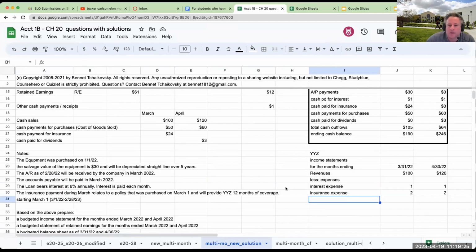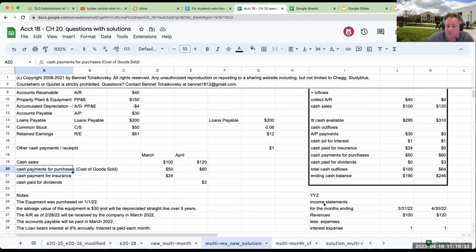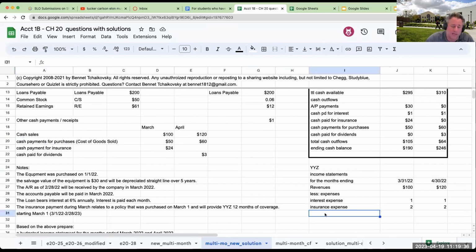Okay, so I've got over here cash payments for purchases. And it tells me that this is really the same thing as cost of goods sold. I'm not making a multi-month income statement. I'm just doing a single step. So I'm just going to go ahead and say cost of goods sold is at 50 and it's 60.